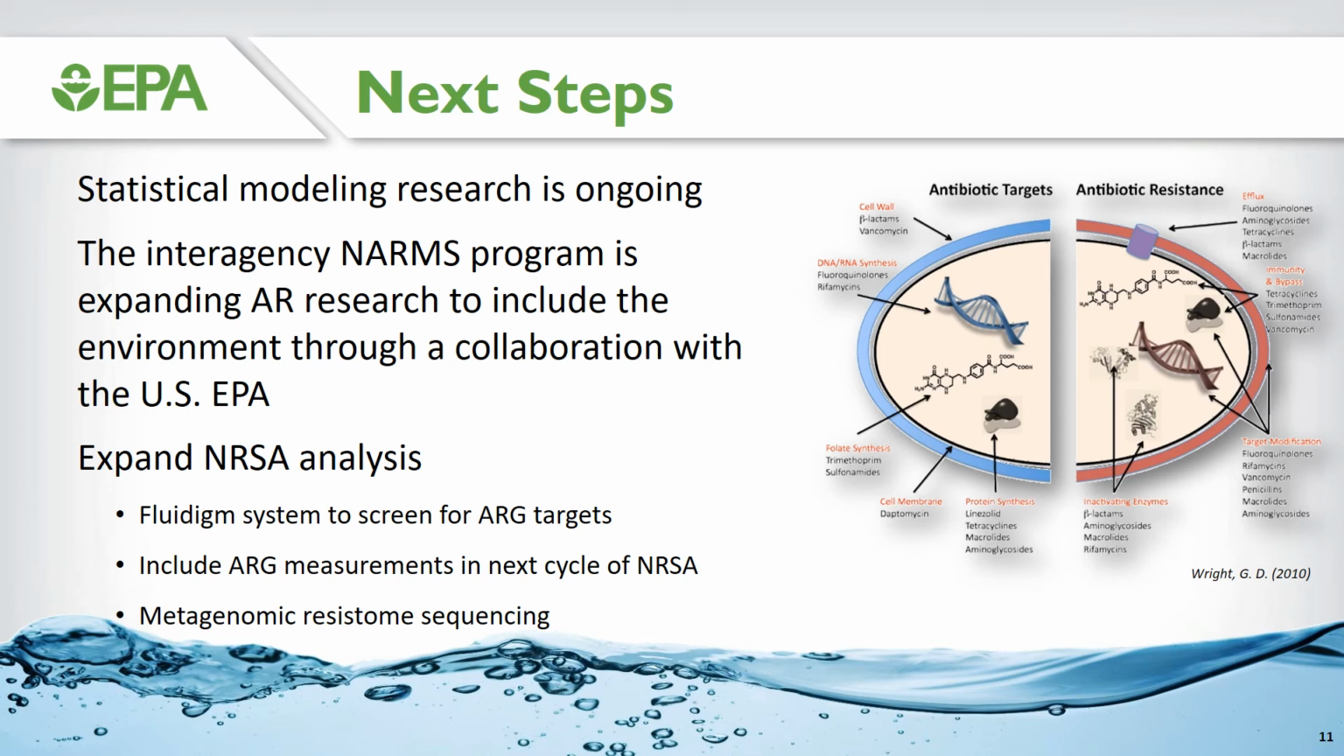Next steps. Statistical modeling research is ongoing. The Interagency NARMS program is expanding AR research to include the environment through a collaboration with the EPA. We are expanding NRSA analysis using the Fluidigm system to screen for new ARG targets. We are including ARG measurements in the next cycle of NRSA, and we are exploring metagenomic resistance sequencing.